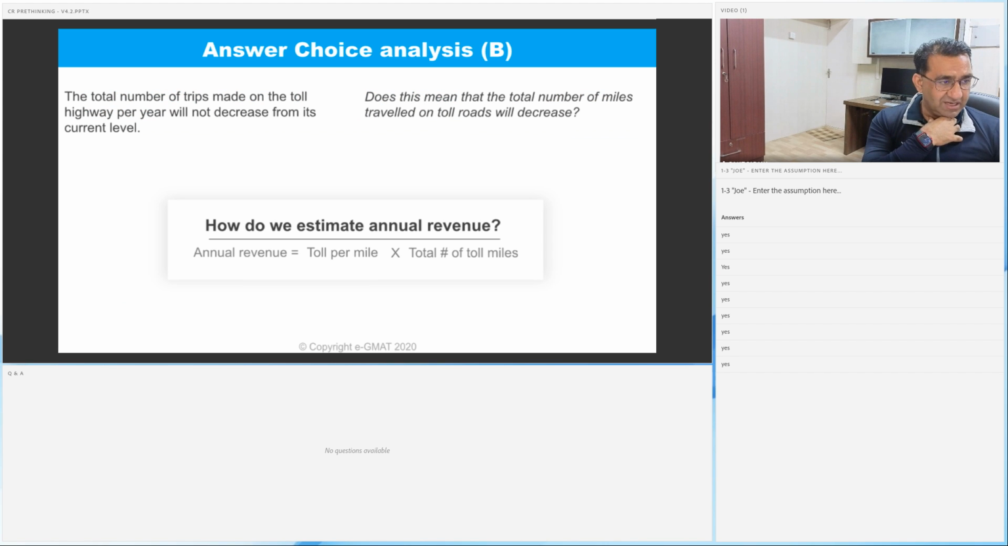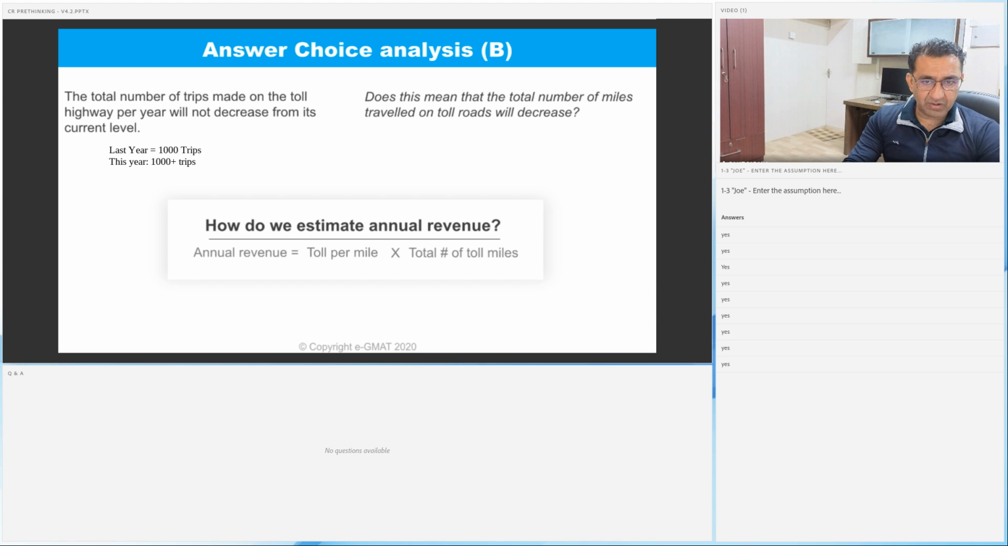Okay, let's look at how you guys polled here. B, C, and E. Choice B says the total number of trips this year will not decrease from its current level. So essentially, what it's saying is that if last year we had 1,000 trips, then this year we will also have 1,000 plus trips, right? Is that a must be true?